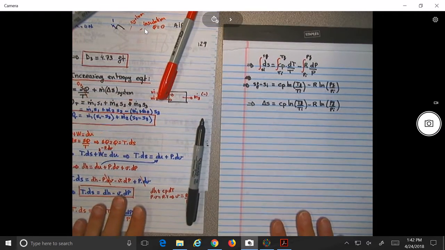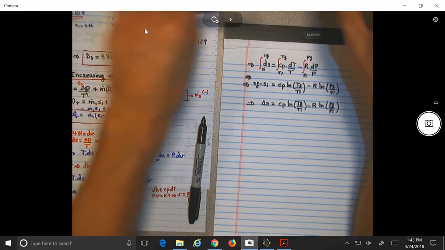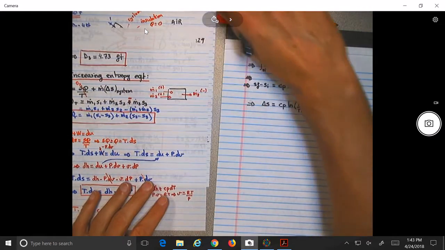Actually, I just realized something. This is simplified even more. We could have done it at the beginning, but I just realized.